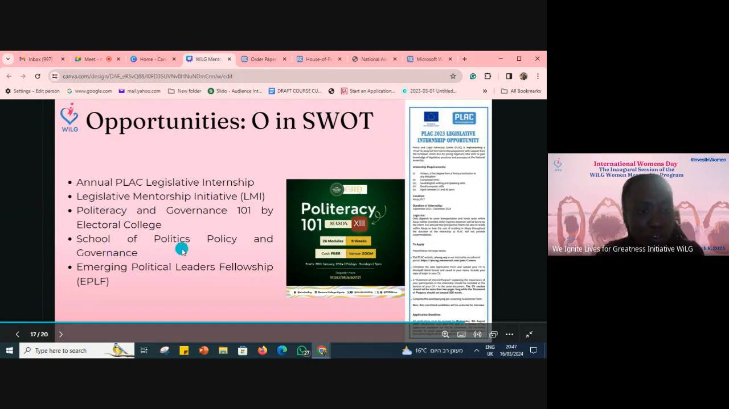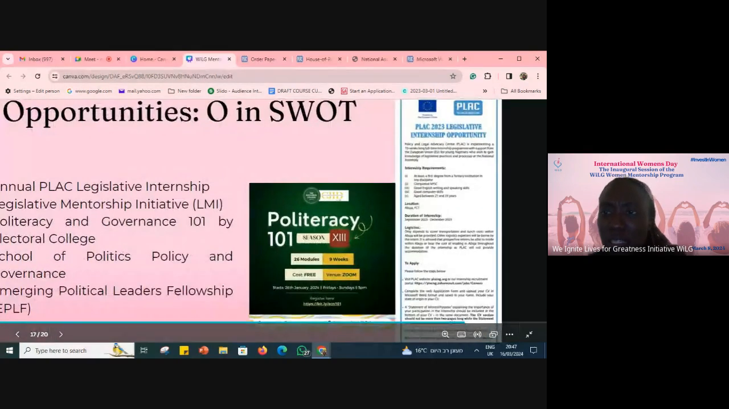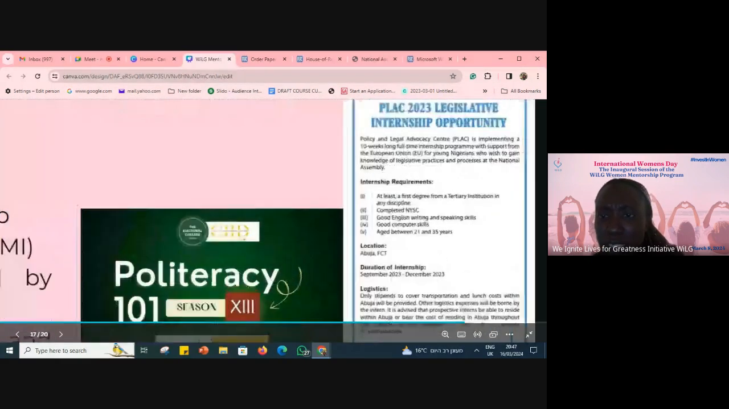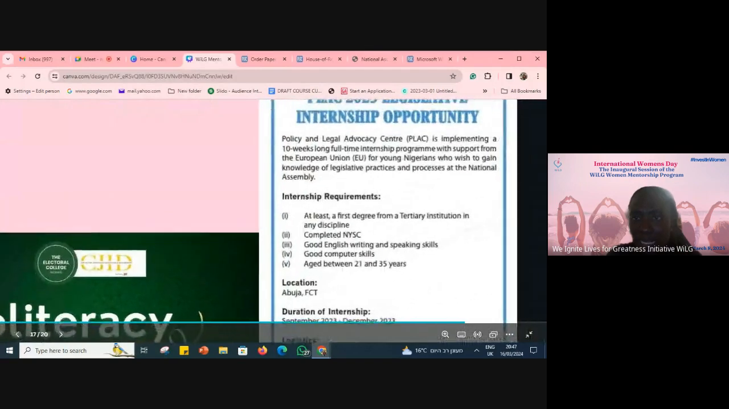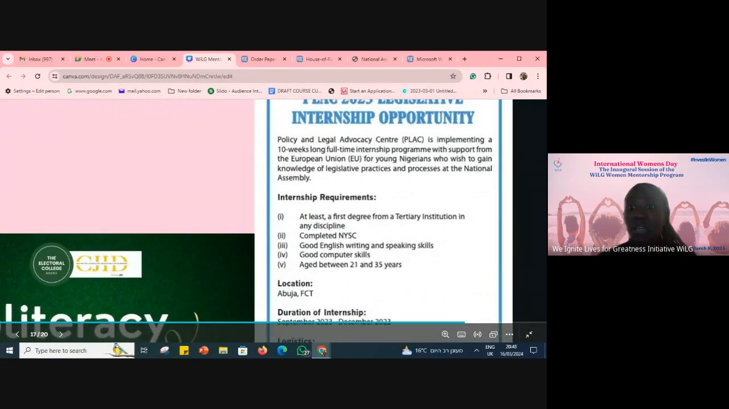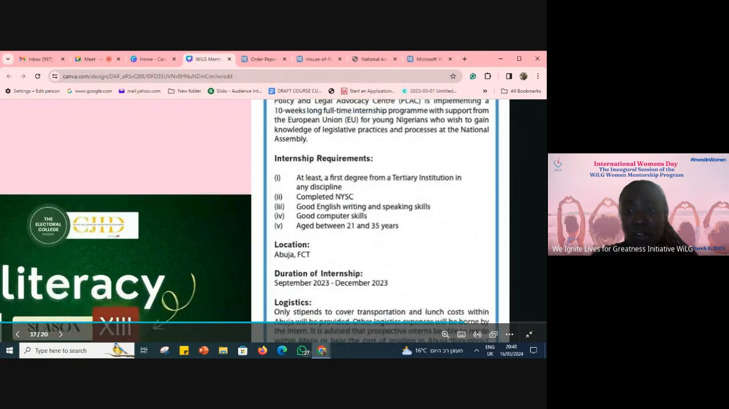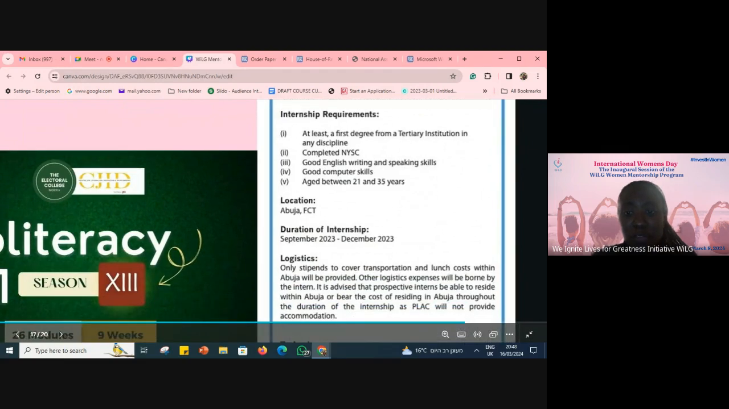Then there's a School of Politics, Policy, and Governance. And then there's the Imagine Political Leaders Fellowship. I think this Imagine Political Leaders Fellowship just closed its application. But I wanted to take the one of PLAC and really dissect the requirements. So PLAC has a yearly internship, which is very, very amazing. I haven't done it myself, but I have a few friends who have taken part in it.